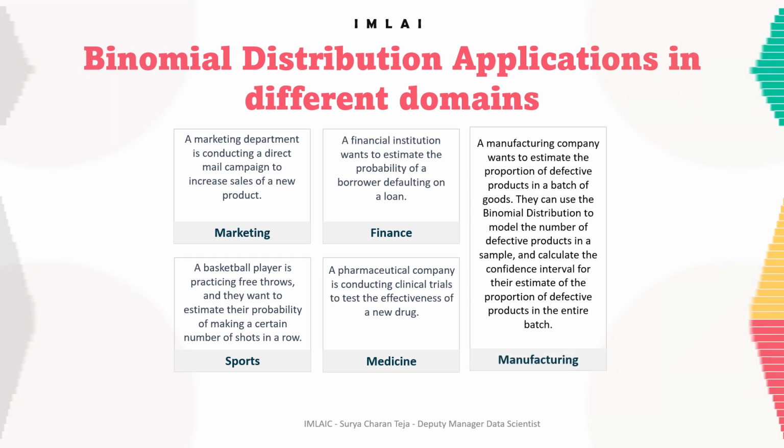So a manufacturing company wants to estimate the proportion of defective products in a batch of goods. So they can use the binomial distribution to model the number of defective products in a sample and calculate the confidence interval for their estimate of the proportion of defective products in their entire batch. So these are some of the concrete examples to demonstrate the wide range of applications of the binomial distribution in various fields, including marketing, finance, sports, medicine, and manufacturing.